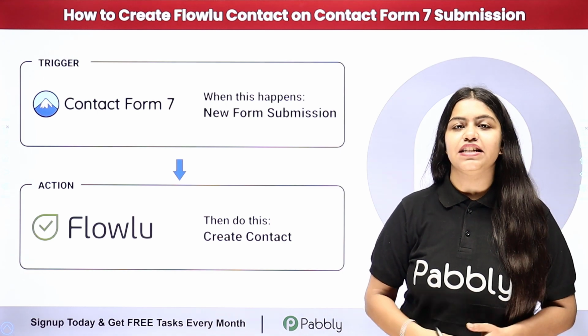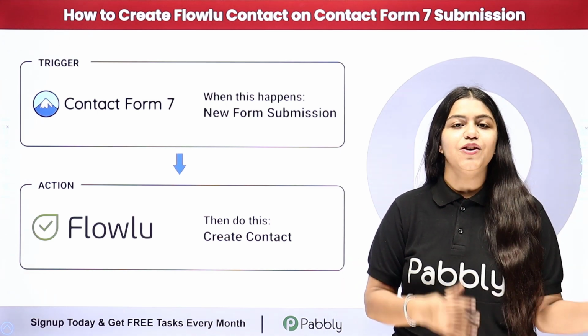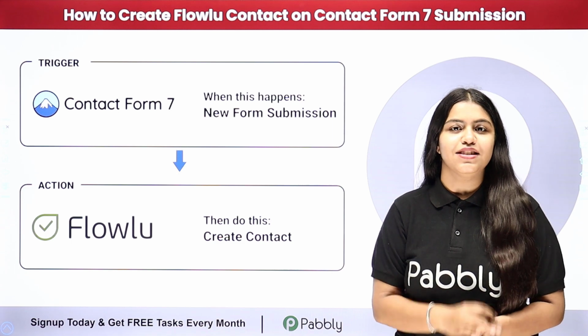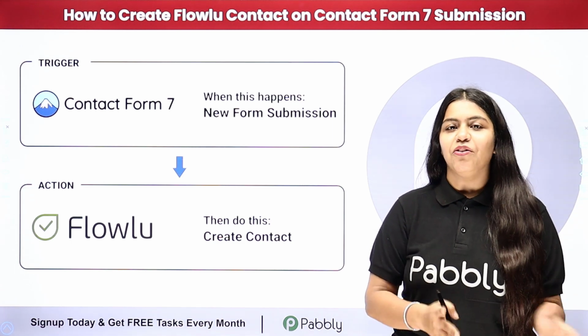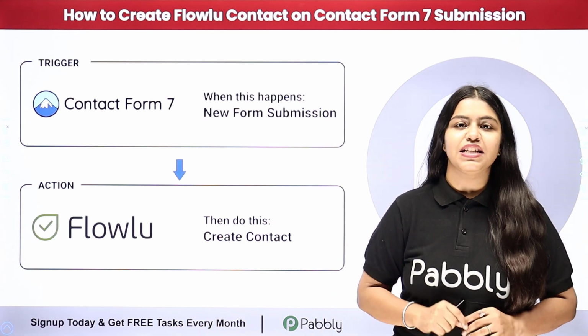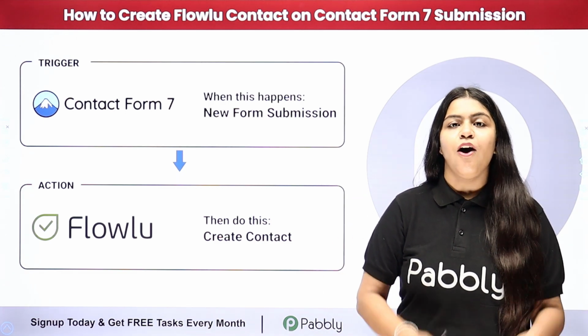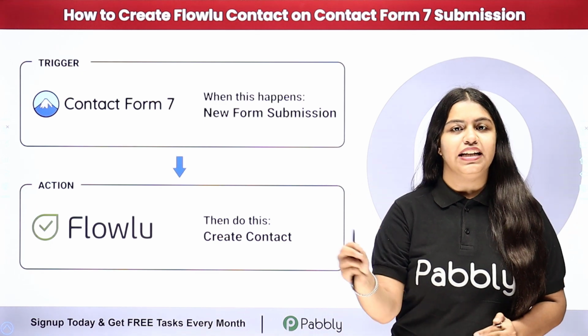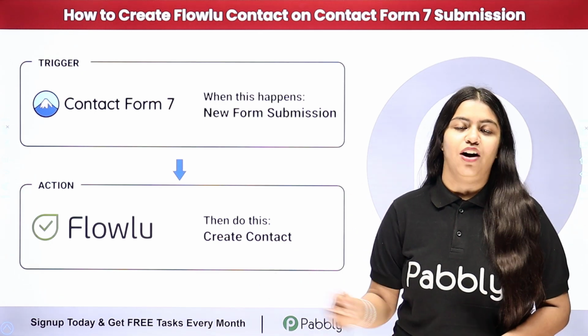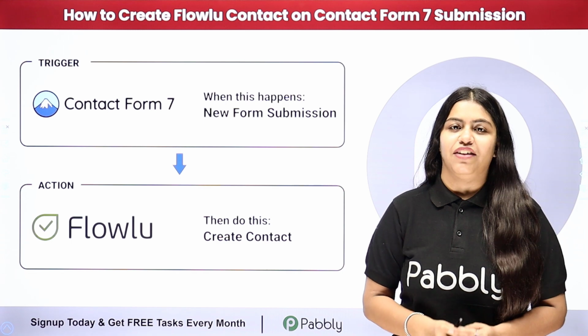So here I'm running an interior designing service business and we use Contact Form 7 to gather the details of our potential clients. So now what I want is that as soon as we receive the details of our potential clients with the help of Contact Form 7, automatically the same potential client details should be added into my Flowlu account too. That too without any manual efforts.